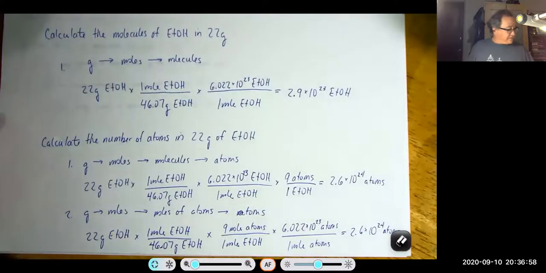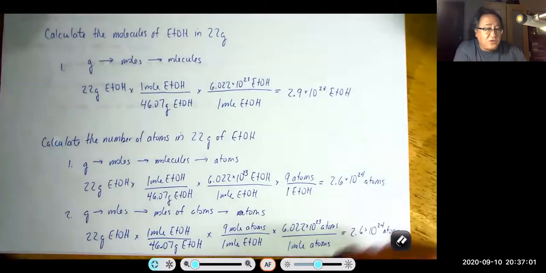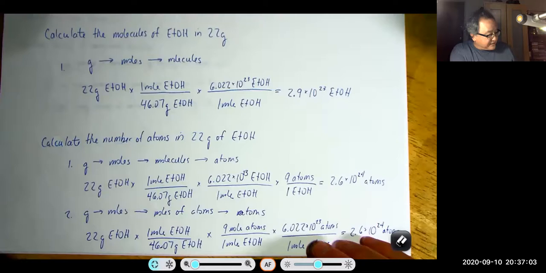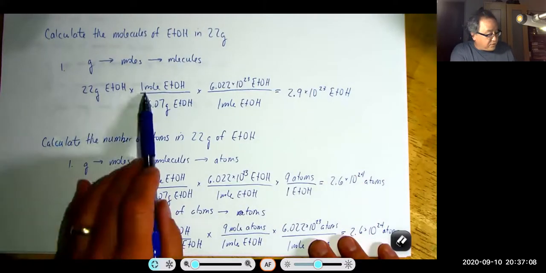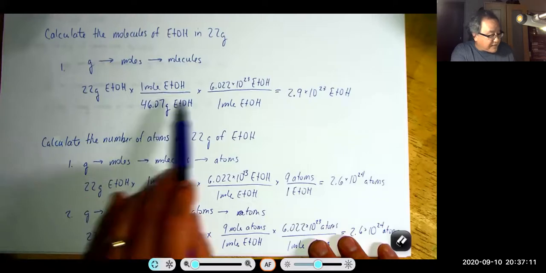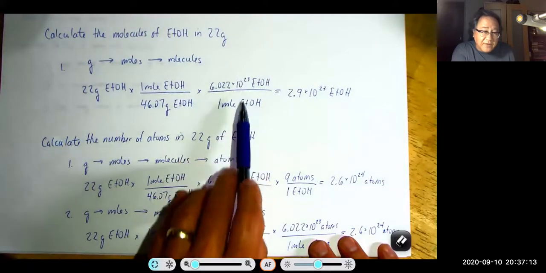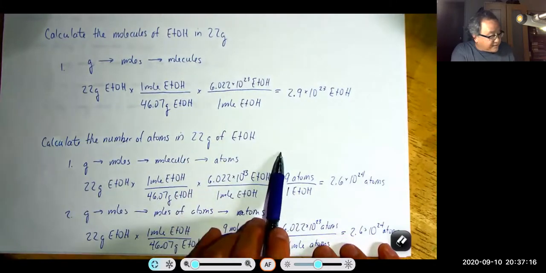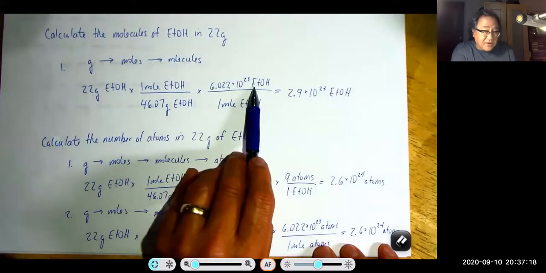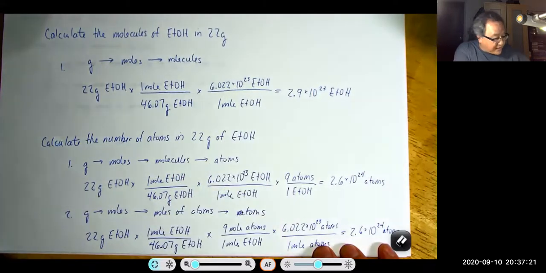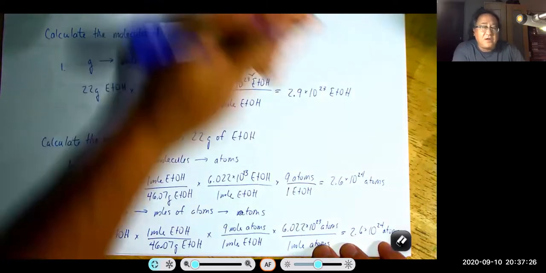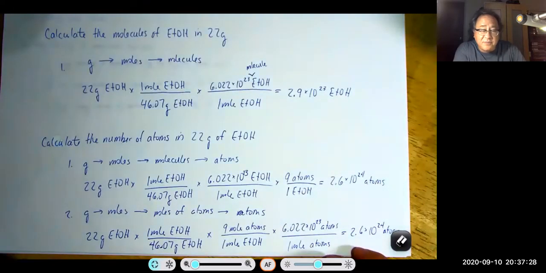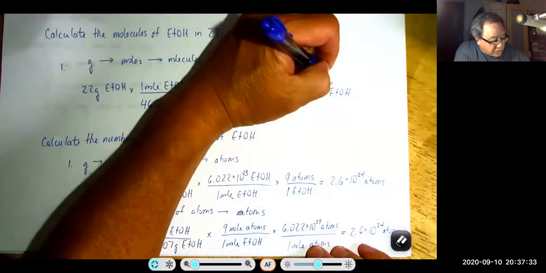Now, let's calculate the molecules of ethanol in 22 grams. So we keep adding to this here. So here we have our 22 grams times 1 mole per 47 grams. And instead here of saying mole of atoms per mole of ethanol, we're going to say that we have this many molecules of ethanol per 1 mole of ethanol. So we can actually, if we want, put in molecule here. Now, how do we know this is a molecule and not an ionic compound? And the answer is because all of the elements are nonmetals. So we can actually put in molecule here.